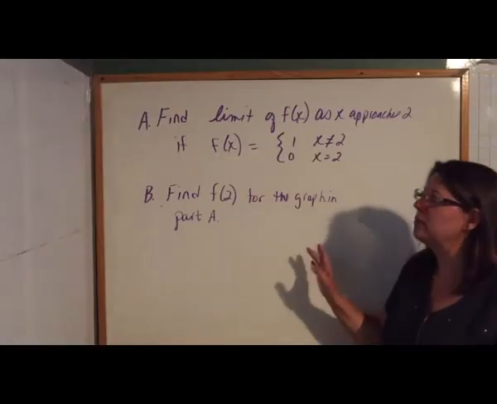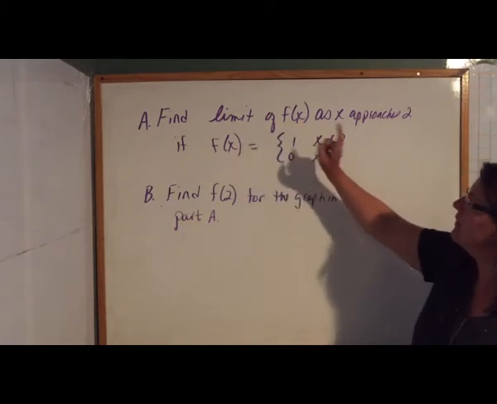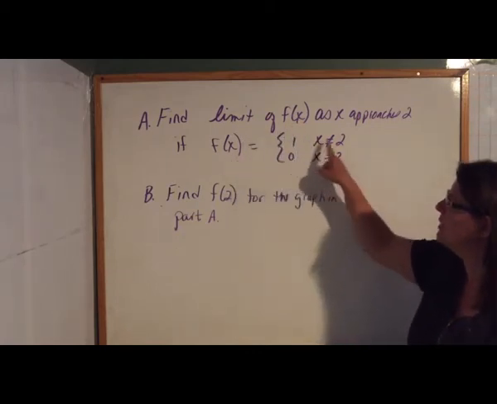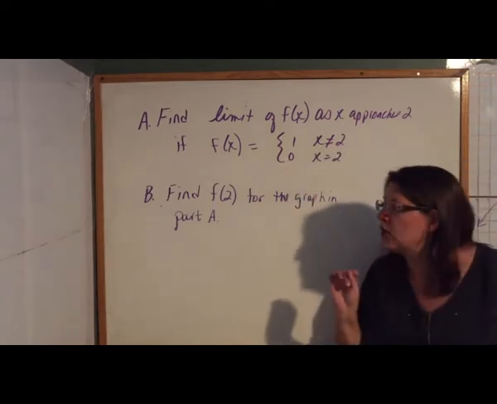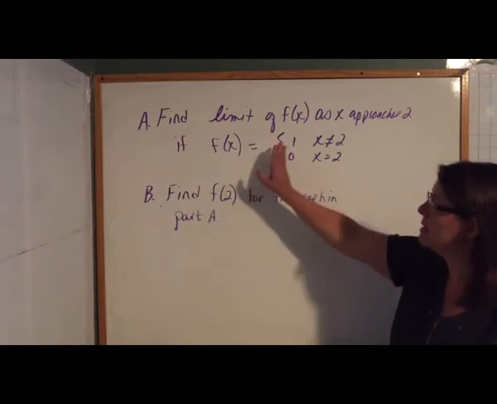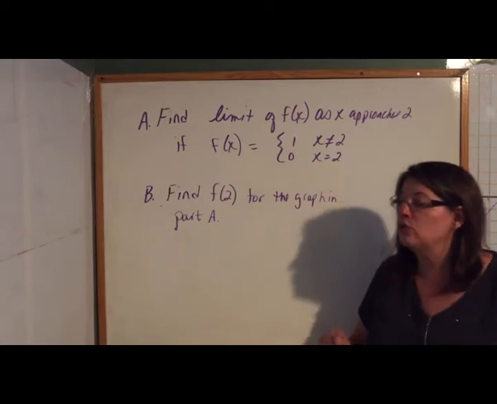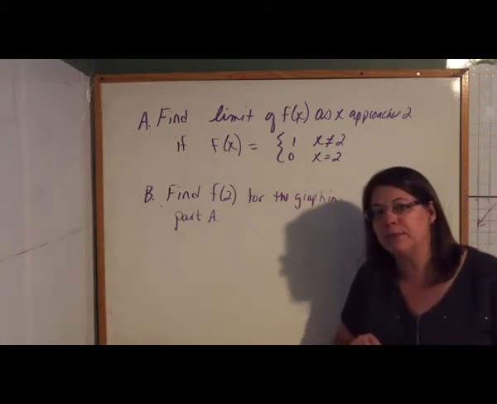Okay, here are a couple problems. I want you to try these on your own. Go ahead and find the limit of f of x as x approaches 2 for the piecewise function f of x equals 1 when x is not equal to 2 and 0 when x equals 2. See if you can answer that question. And then for that same graph, I want you to find f of 2. Okay, so graph that on your own, and then we'll come back and compare answers in a few minutes. Go ahead and pause the video.